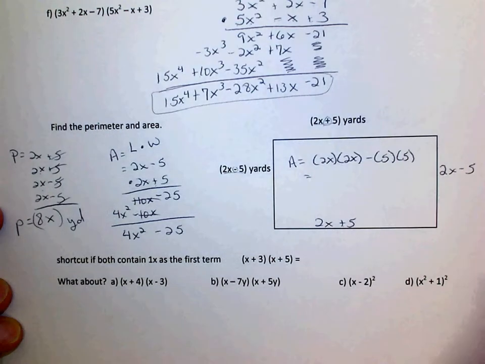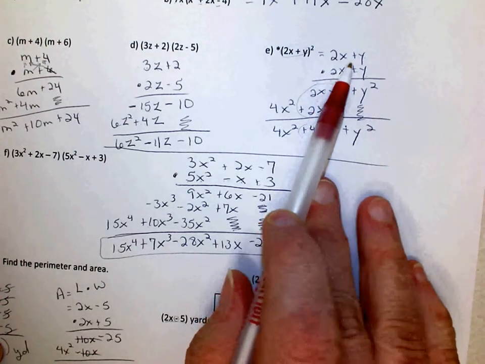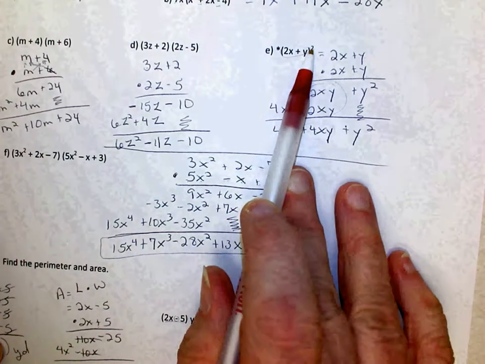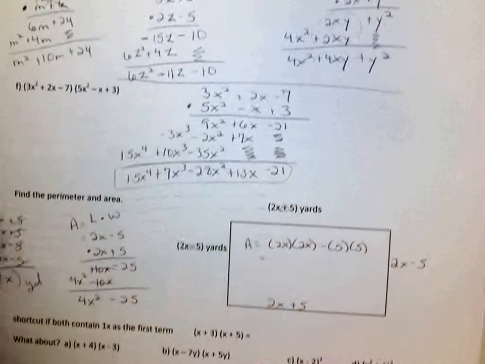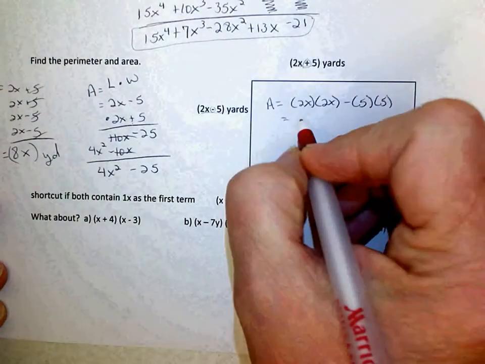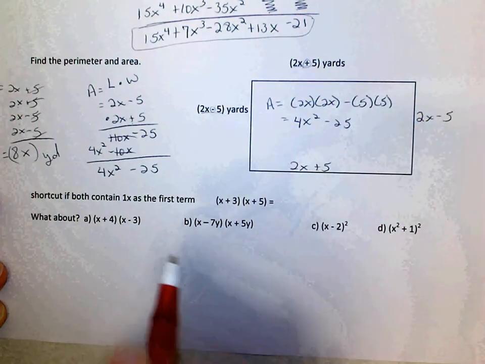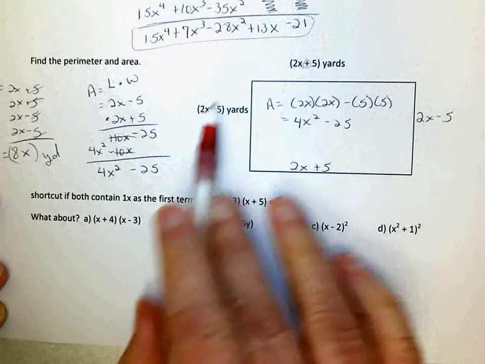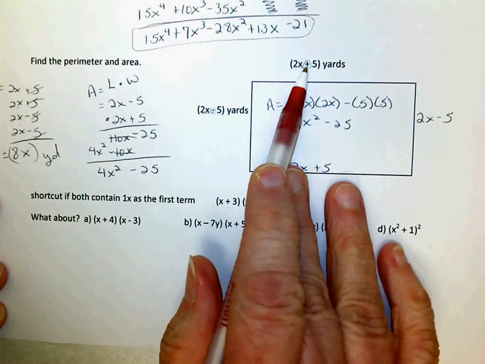Just like with number E right here, okay? Same signs for both of these, so you end up with 3 pieces, always, always, and forever. So 4x squared and minus 25. But when there's 2 things times 2 things, and they're exactly the same except the sign in the middle, then you can drop down to 2 pieces.